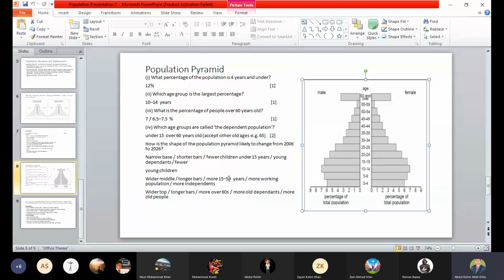And here we'll have more population, meaning more workforce or working population, more independent people, because they are the people who have to work. Those who work we call independent, and those who do not work we call dependent. Because children under 15 don't work. They study, and they depend on the country's resources.